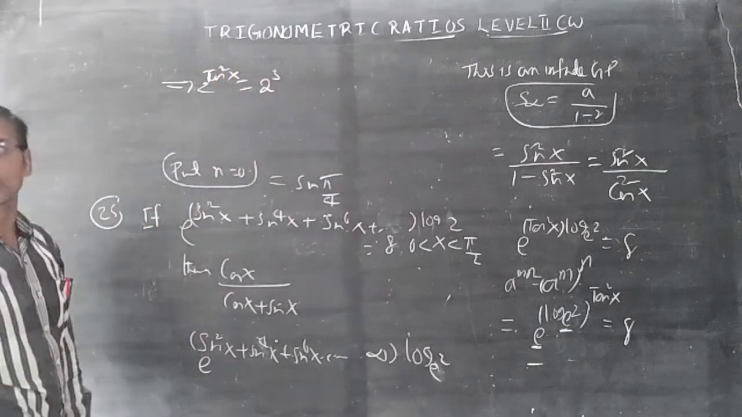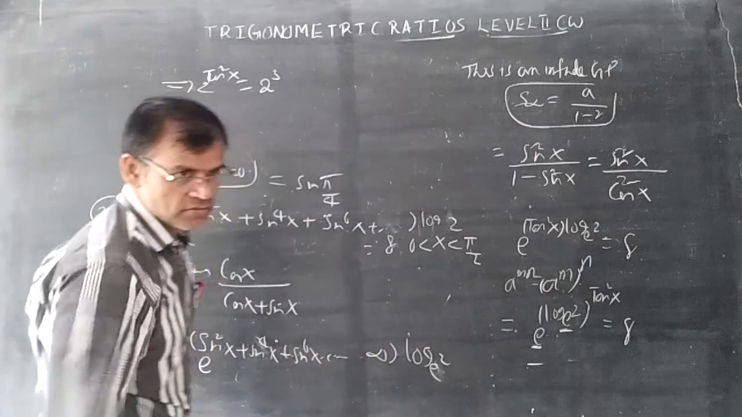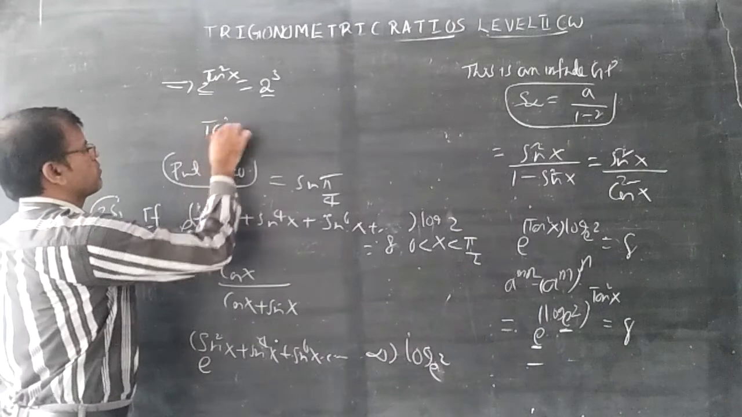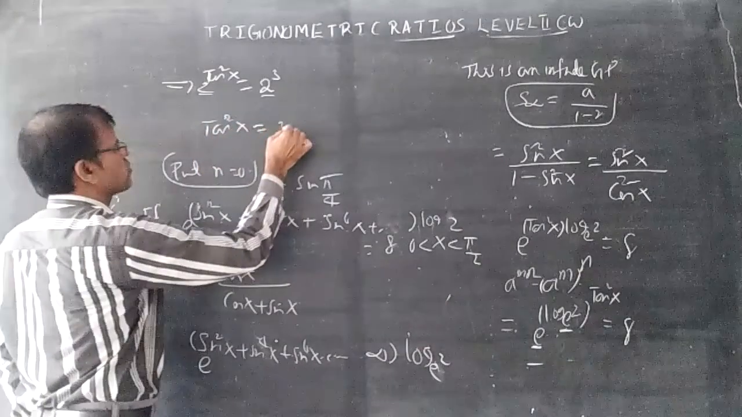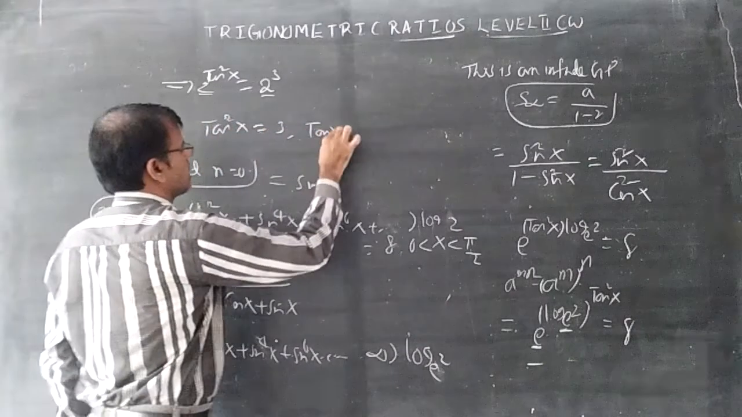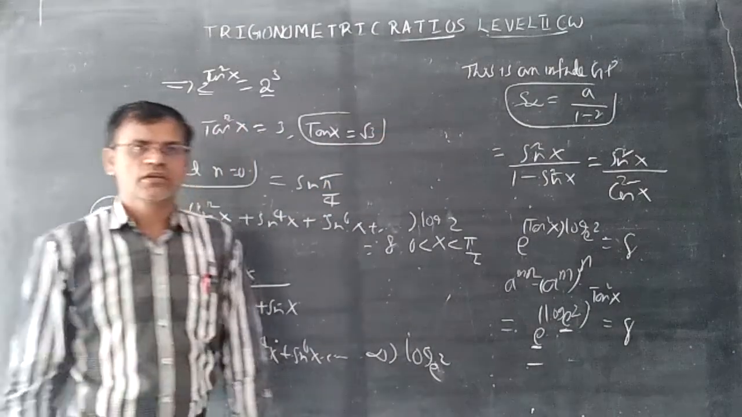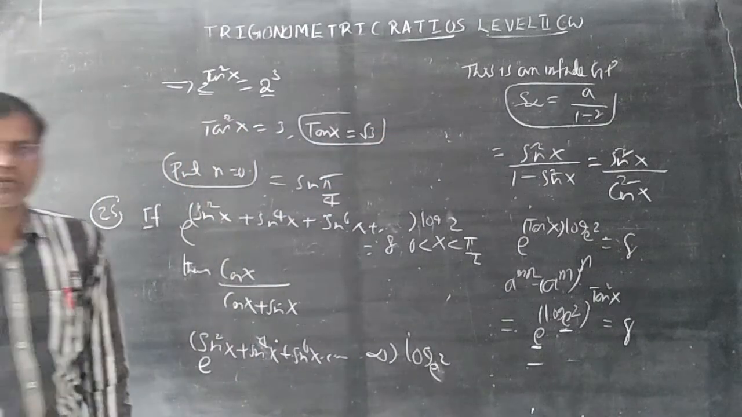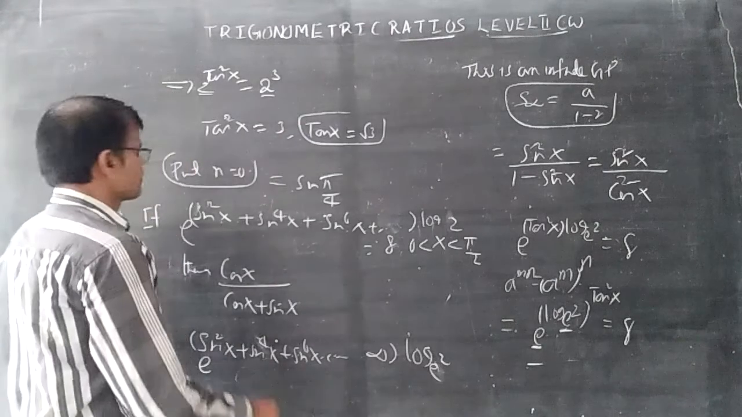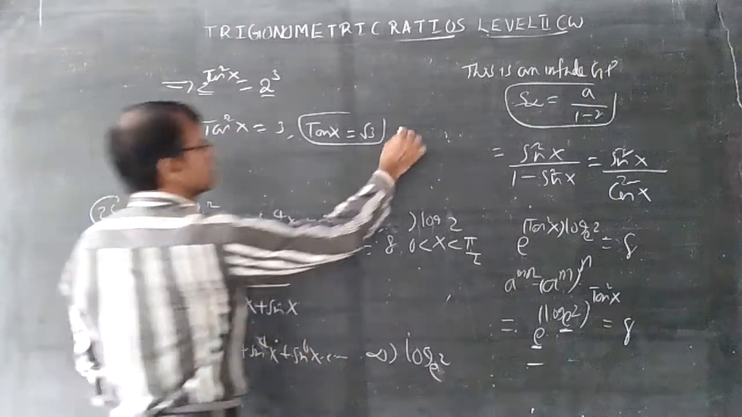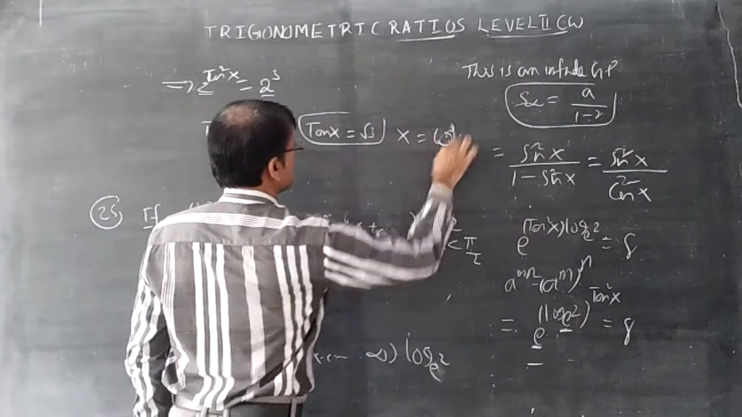Sir, why did you write 2 cubed? Because 8. Whenever bases are equal, then powers are equal. Tan square x equal to 3. Tan x is equal to root 3. Tan x is equal to root 3 meaning for how many degrees? Tan x equal to root 3, 60. For x is equal to 60 degrees.